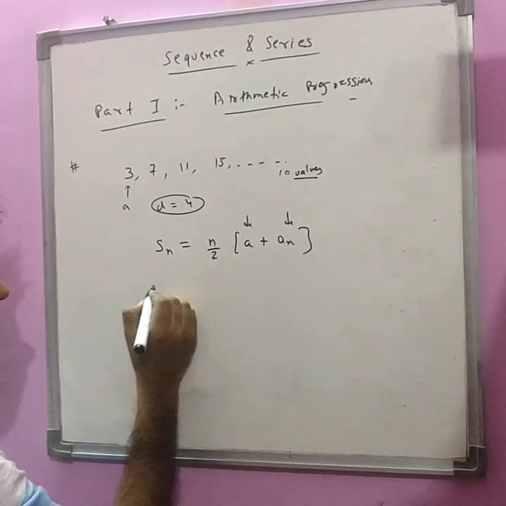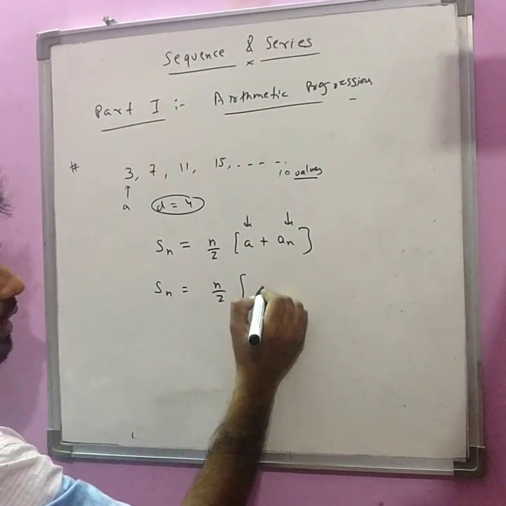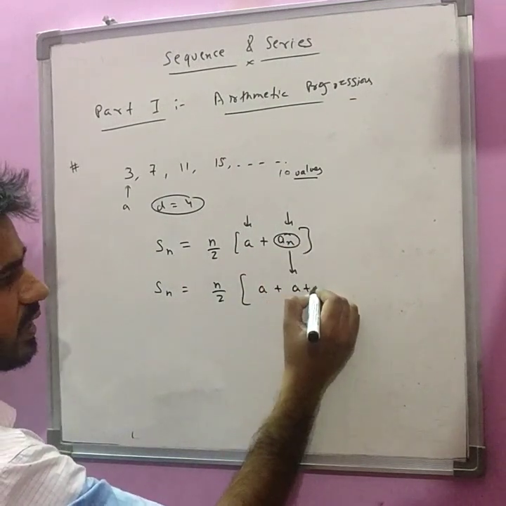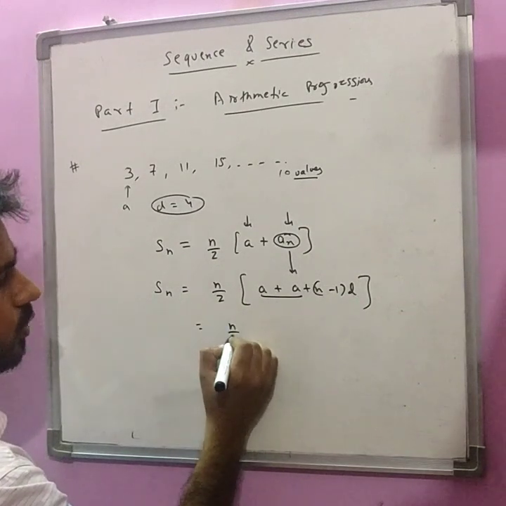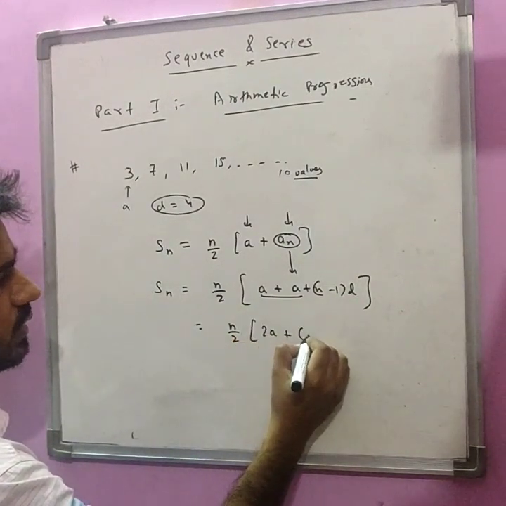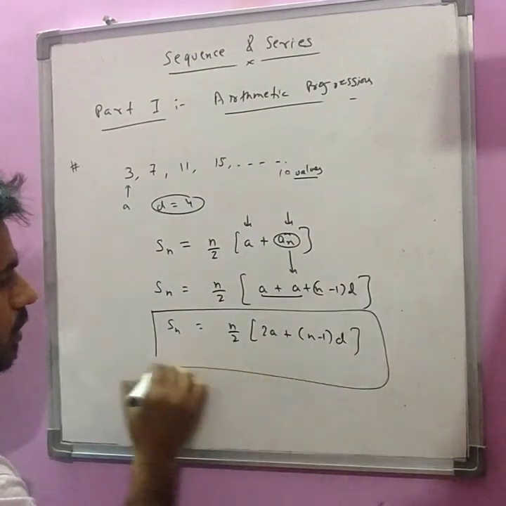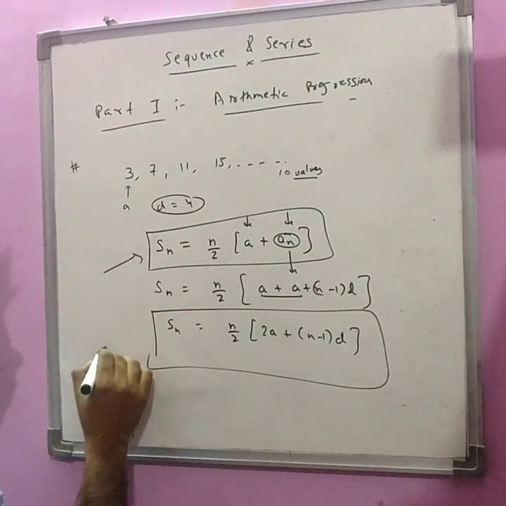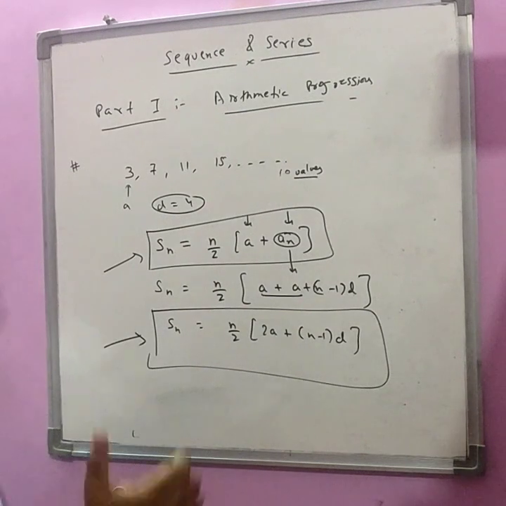Or you can expand it. So Sn would be n by 2 times A plus the nth term, which can be written as A plus n minus 1 into D. So it becomes n by 2 times twice A plus n minus 1 into D, right? So this would be the formula for the sum. I can either use this formula or we can also use this formula, right? Let us see some examples.